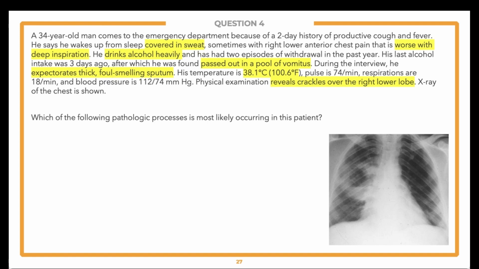He expectorates thick, foul-smelling sputum. Okay, that's important. And he has a fever, like we talked about. Other exam findings, okay, he's not in shock or anything like that. His heart rate's okay. And he has crackles on the right lower lobe, X-ray shown, right?